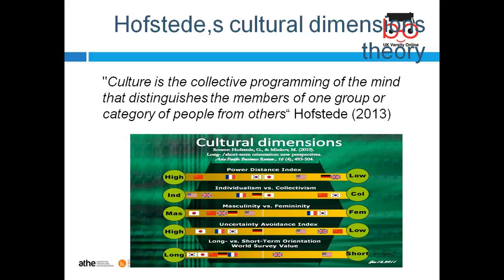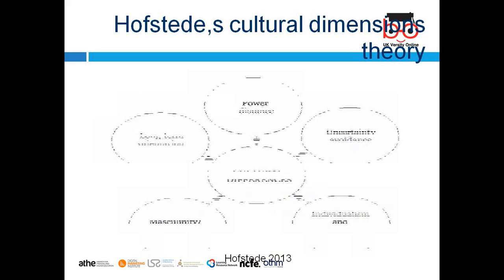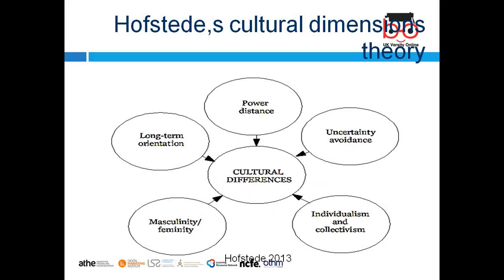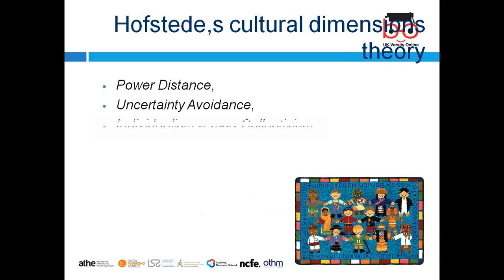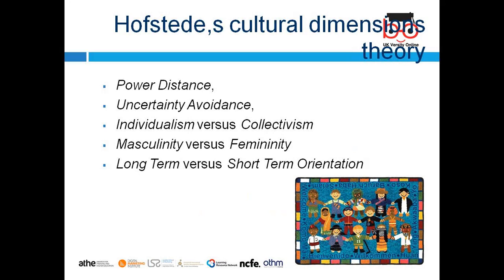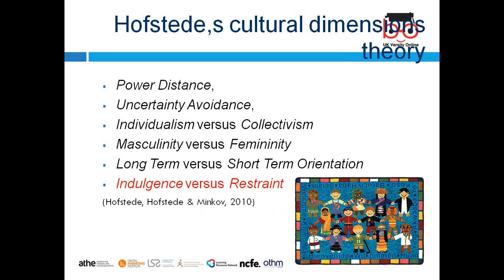Culture is a collective programming of the mind that distinguishes the members of one group or category of people from others. So according to cultural difference, it could be power distance, uncertainty, long-term orientation. We can look at these cultural differences.